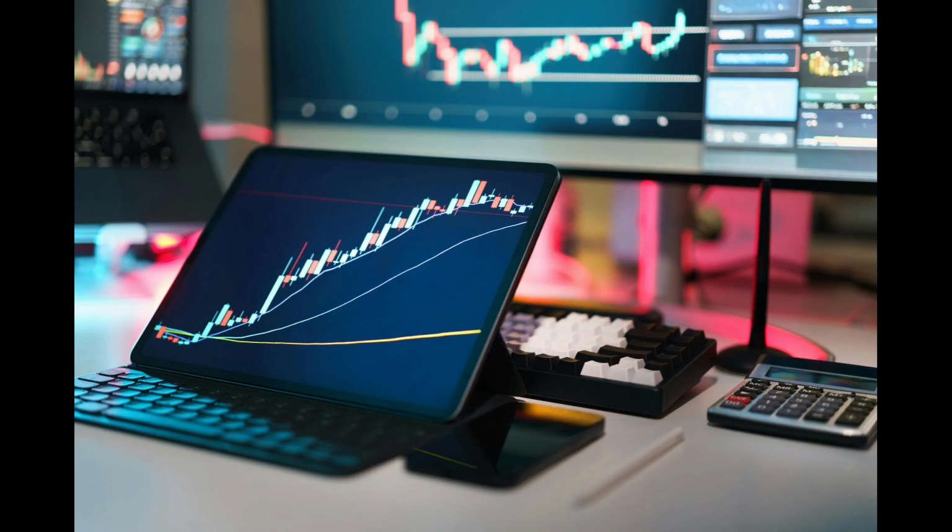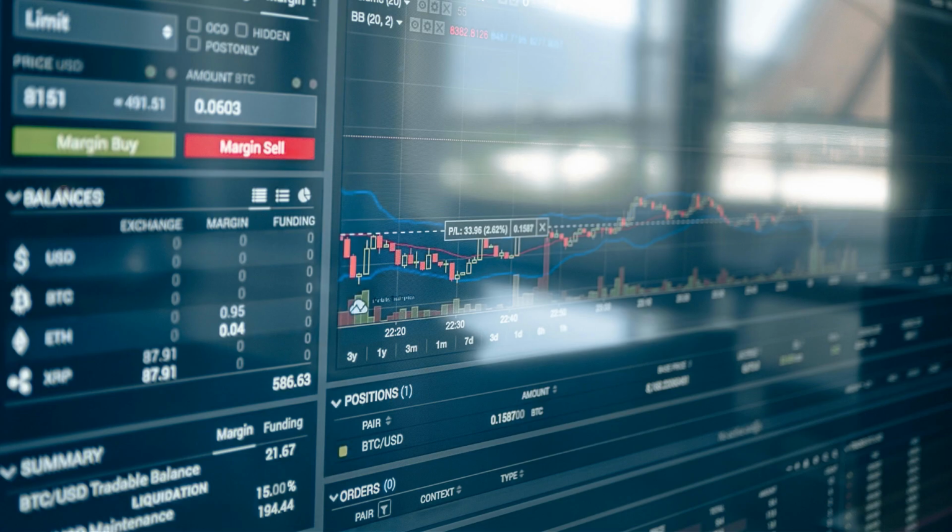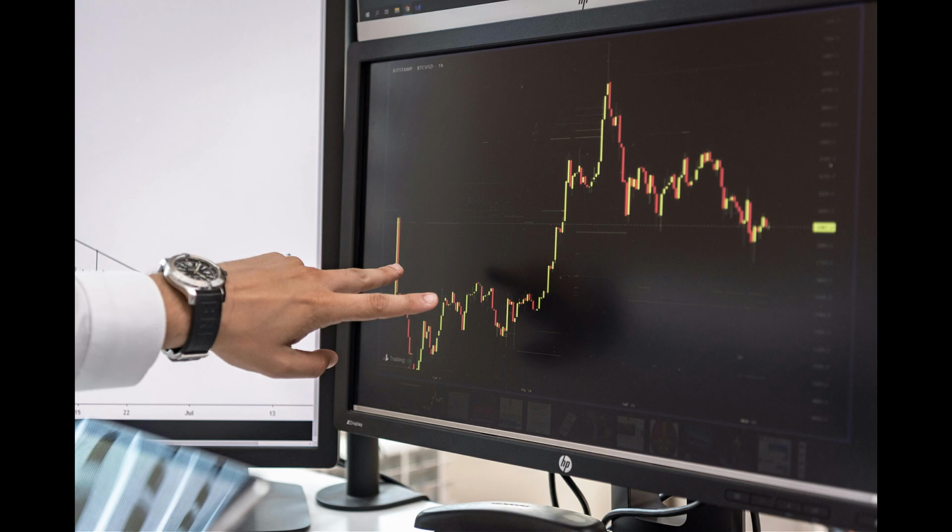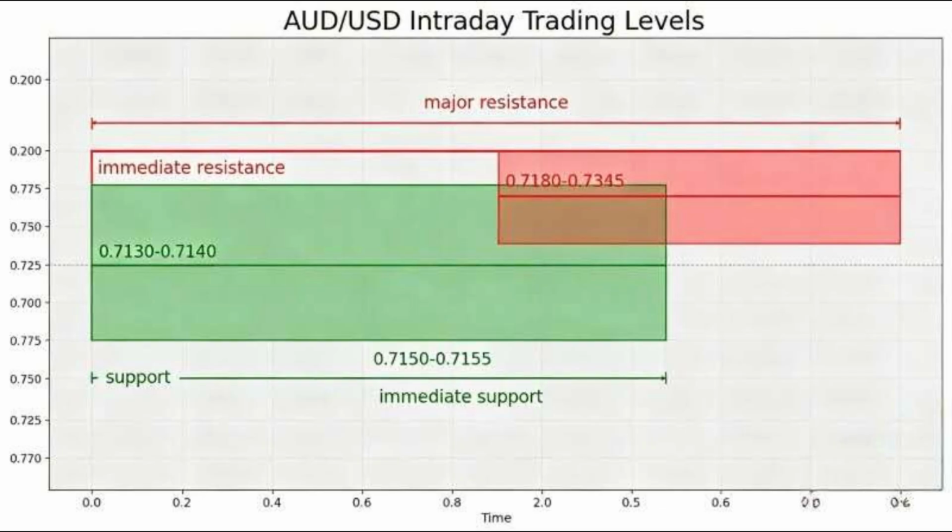Here's how to implement this strategy. Entry. Look to enter a short position if the pair fails to break above the resistance level of 0.7180 to 0.7200 and show signs of bearish rejection, such as a bearish candle close below 0.7180. This indicates that there is significant selling pressure at the resistance level, and the pair may be heading lower.